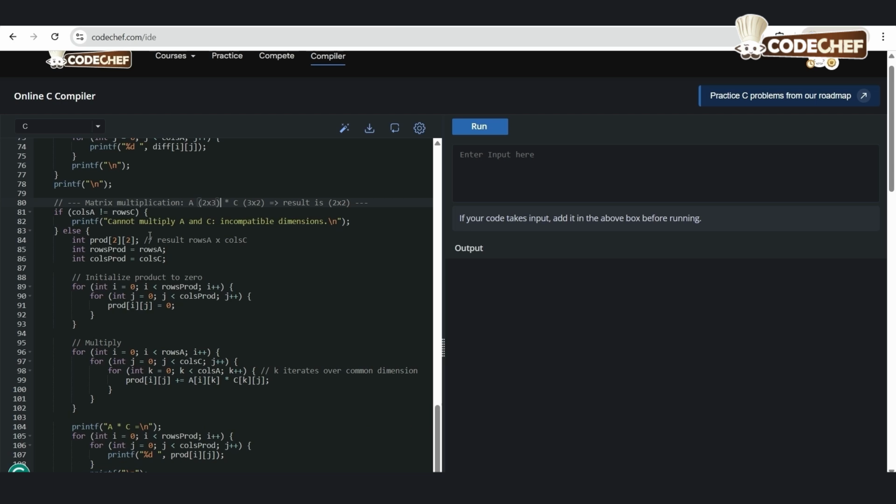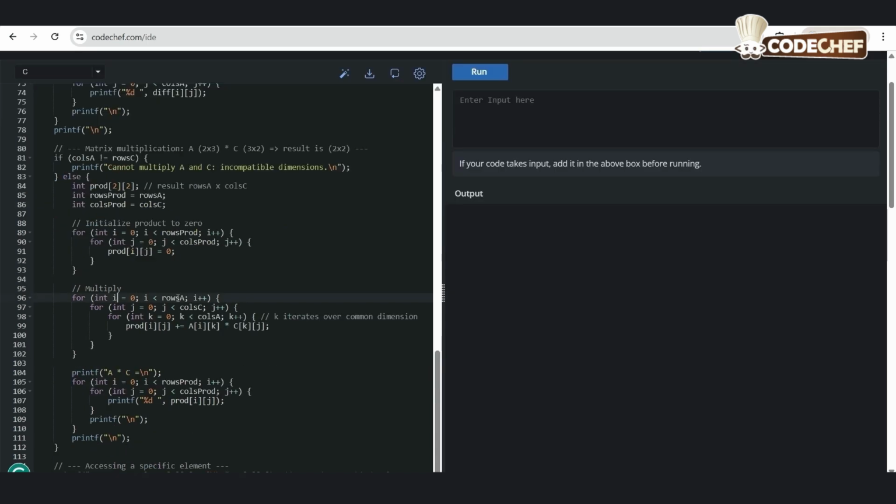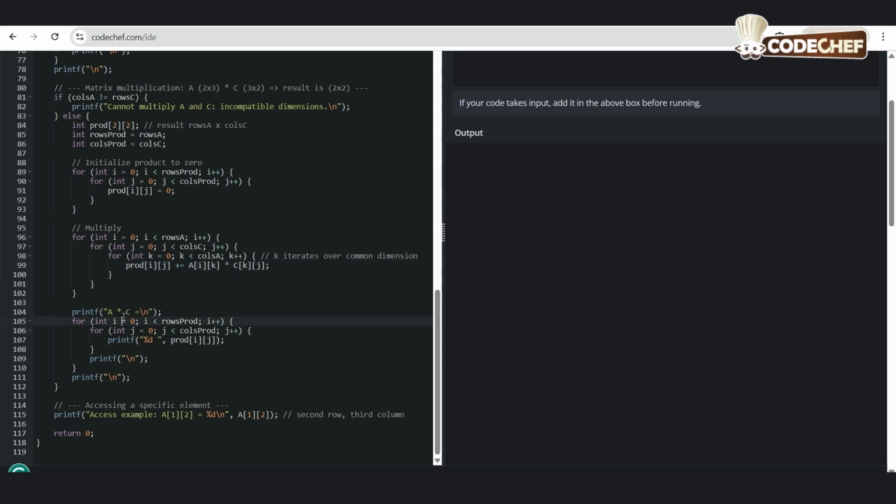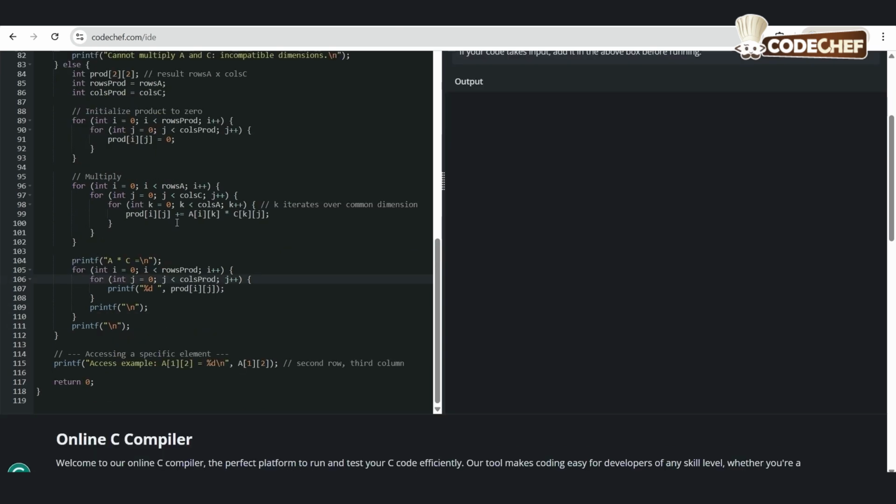Matrix multiplication of A into C. Now here we are checking. So we multiply using triple nested loops over here. So I loops over the rows of A, and here J loops over the columns of C. And then we accumulate the product over here, as you can see, and then we print the product matrix.